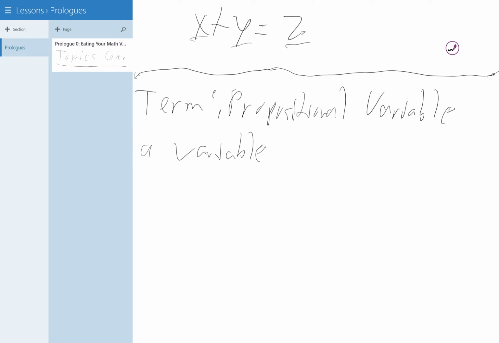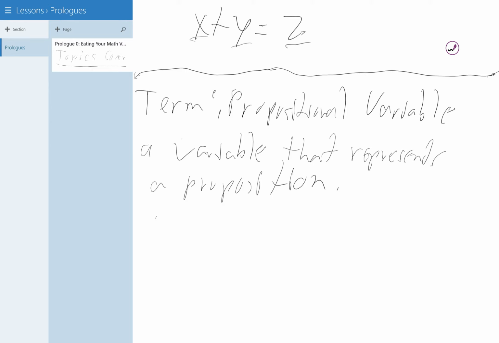So a propositional variable is a variable that represents a proposition. So it's a specific kind of variable, right? That represents a proposition. So what's an example of this? A variable that represents a proposition.